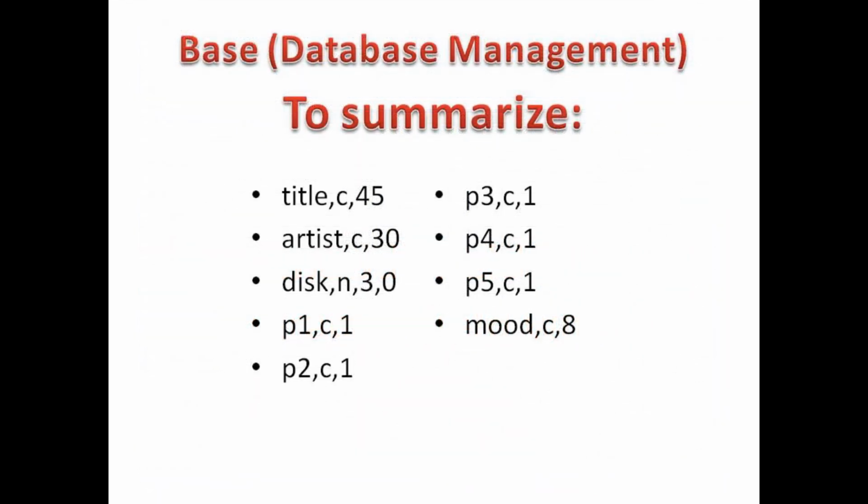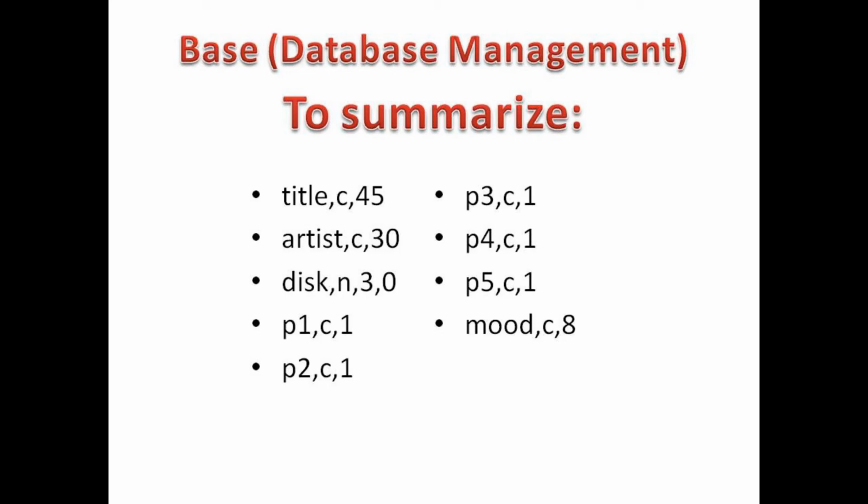Now let's summarize what we have created here. We have a title field, which is a character for 45 spaces, an artist field for a character of 30 spaces. We have a disk number, which takes up 3 spaces, but take notice I have an extra comma 0, because it is going to have no decimals. And this is important because when you look at the number of characters or spaces for a number, that period takes up 1 space. So remember that in your database planning.